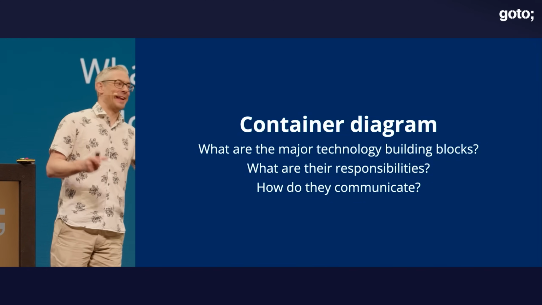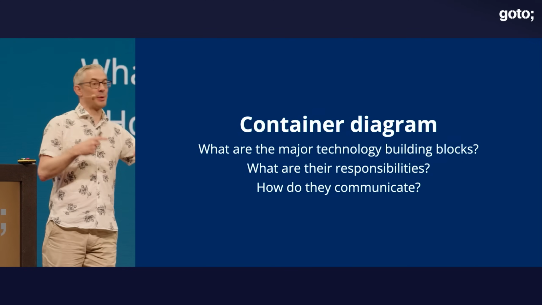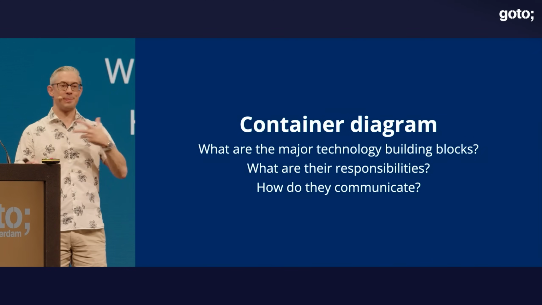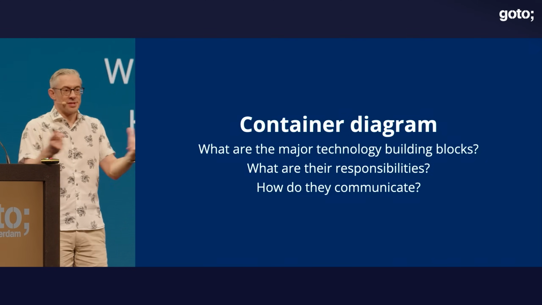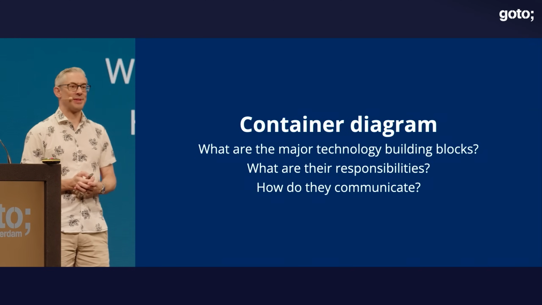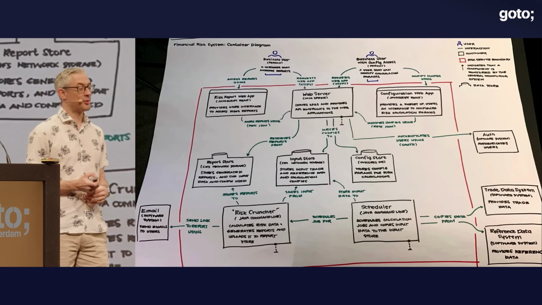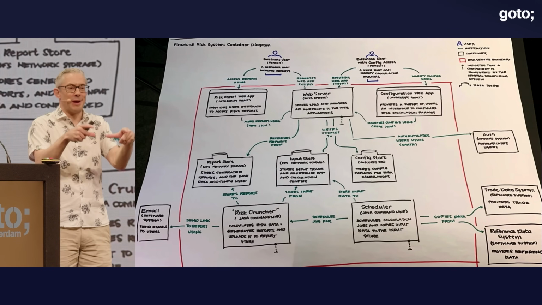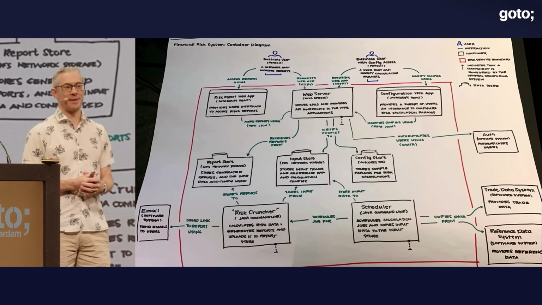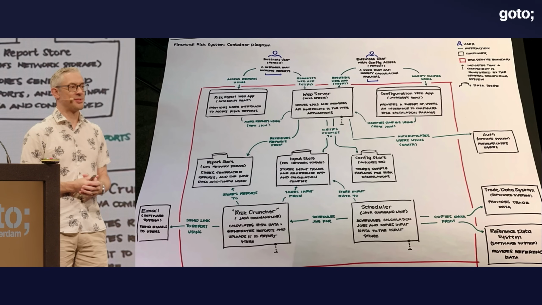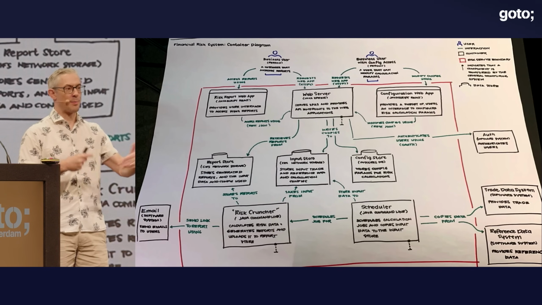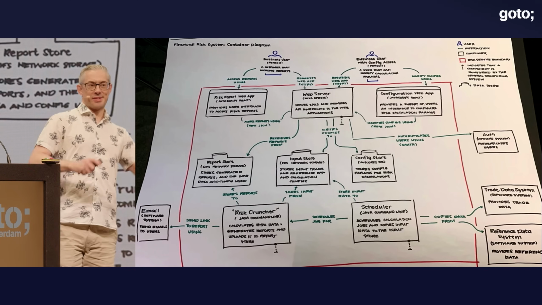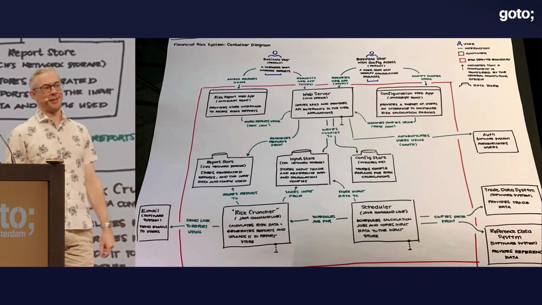By container, I mean an application or a data store. So in order to draw a container diagram, it's a different set of questions. What are the major technology building blocks? What are the features and responsibilities of those things, and how do they communicate? Answer those questions and you can draft up a container diagram. So now what we've done is zoomed into that red box, and we can see that that system is made up of applications and data stores collaborating at runtime. So that's the quick C4 in a nutshell intro.